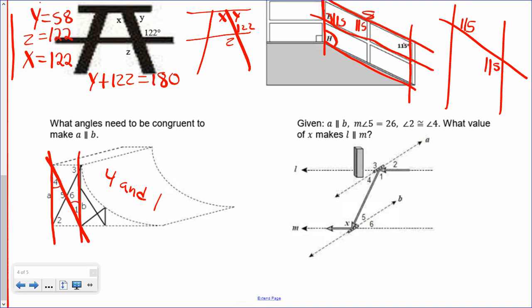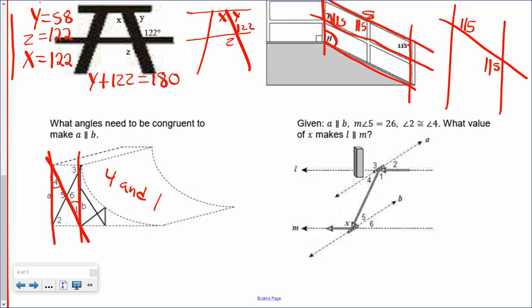You pick a transversal that helps you create that H-type shape that we were talking about before, and then you want to find some angles that should actually be congruent. So you could pick alternate interior or corresponding. There are no corresponding in this particular picture. So you just pick two angles that are alternate interior.